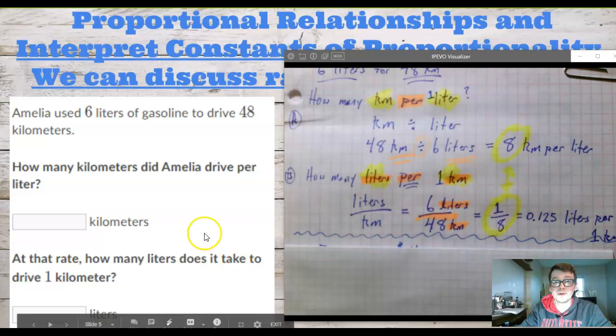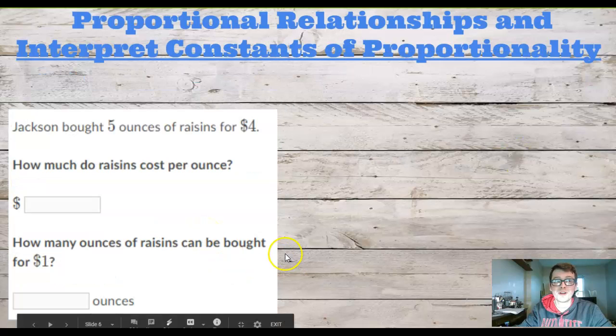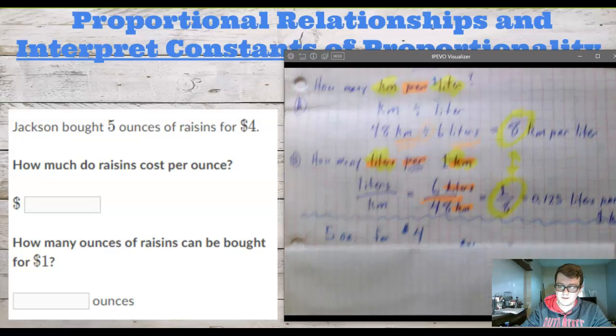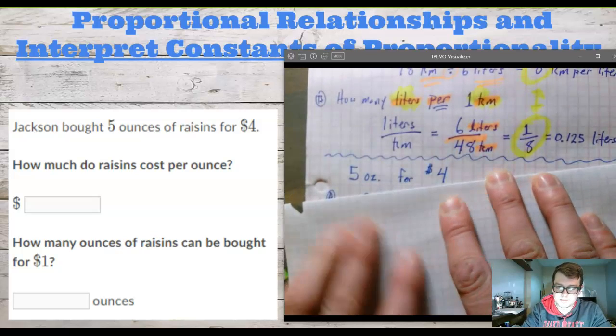You know I'm going to ask you to do it on your own. Try this one. Find the 2 unit rates here. I want you to give me the first one in chat. How much do raisins cost per ounce? What is the cost per 1 ounce of raisins here? So the first thing I would write down is the information they give us. 5 ounces for $4.